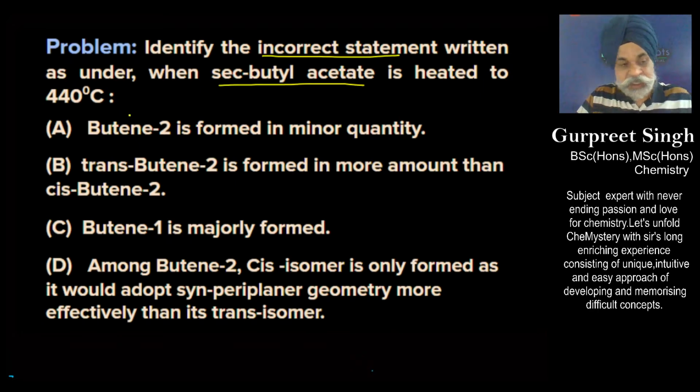So basically you are treating a given ester or strongly heating it, and thereafter you are thinking of creating some products. And what are those products? They are being tabulated in options A, B, C, D, and you have to figure out which is the incorrect statement. So let us first understand what exactly.